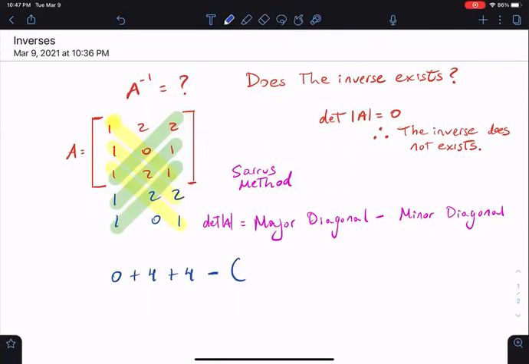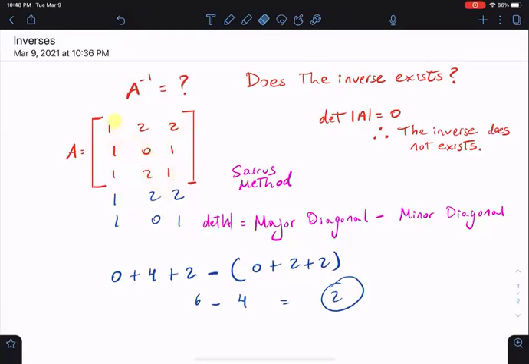Let's compute that. So that's 0 plus 2 plus 2. So this is 8 minus 4. Let me double check. So it was 0, 4, and oh, this is 2, by the way. And then we have 0, 2, and 2. Now it's okay. So this is 6, and this is 2, right? So the determinant is 2. That means the inverse exists. So let's compute the inverse now. Okay, so what's the inverse of this?